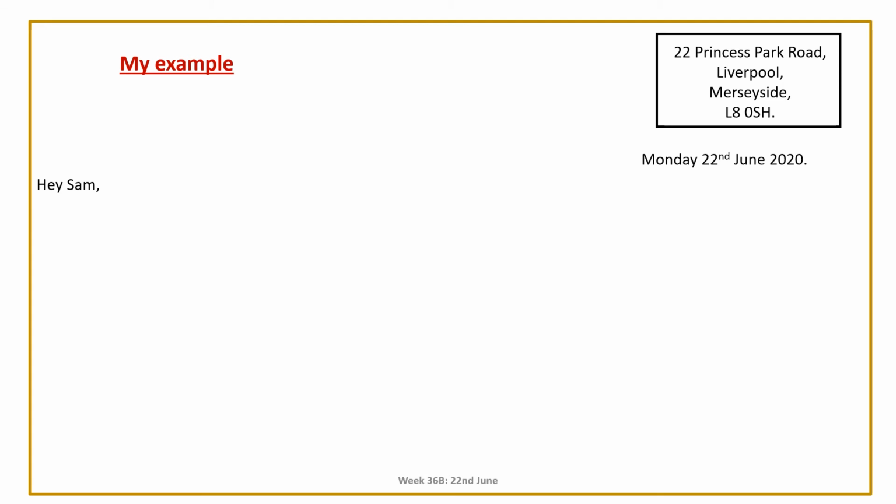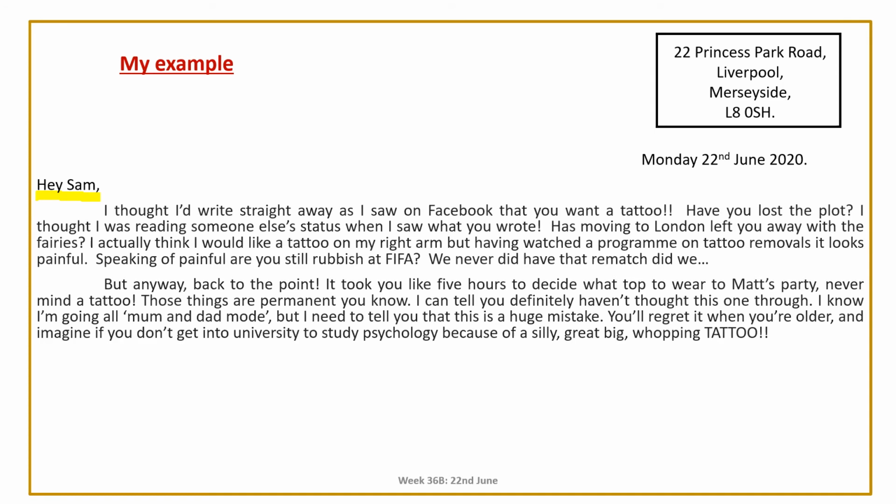Okay, I've opened with hey. Okay, so that's how I've chosen to open my letter and then put the person's name. So hey Sam. So here's my first two paragraphs. All right, I'm going to talk you through it. And remember, the basis of the letter was writing to a friend who's thinking about getting a tattoo.